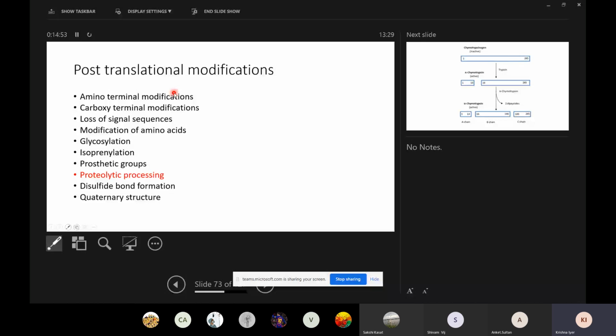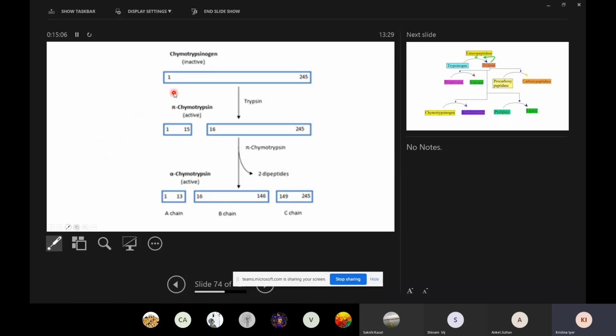The other modification is cutting of the big protein, or modification of a big protein by what is called proteolytic processing. Here is an example of that. This is chymotrypsinogen. It is produced as a big 245 amino acid protein. Once it is produced, trypsin acts upon it and removes the first 5 amino acids, and then it leaves the remaining 16 to 245. So you get what is called chymotrypsin.